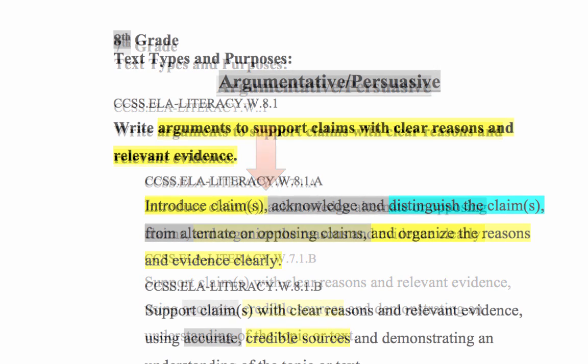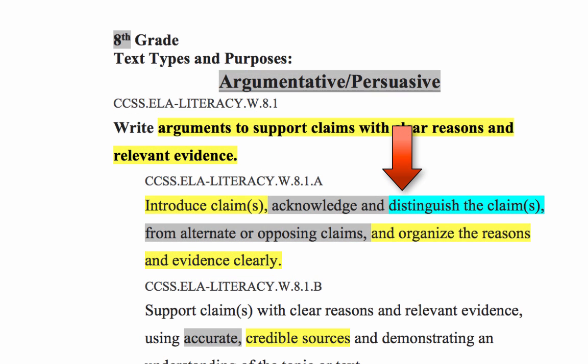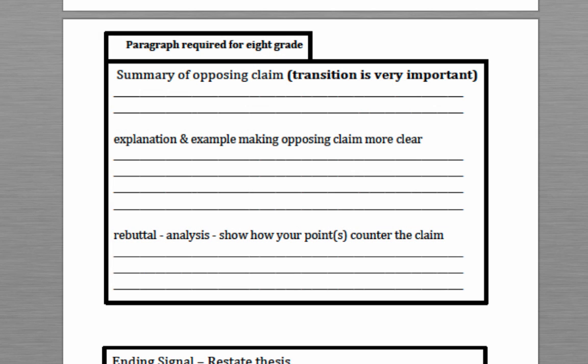The standards will evolve again for 8th graders. They must acknowledge and distinguish the claim from alternate or opposing claims. In 8th grade, one of the big idea paragraphs must identify an opposing claim and explain why the claim is not valid.